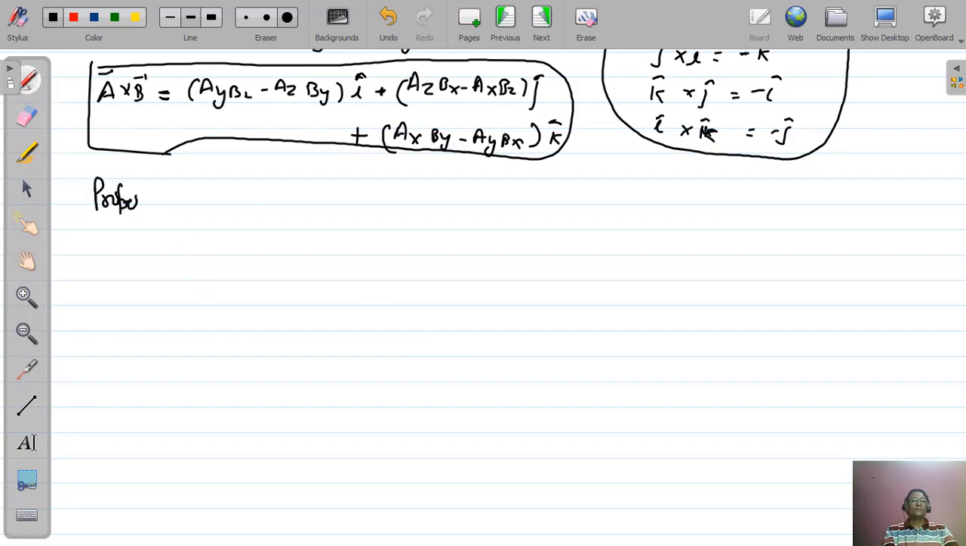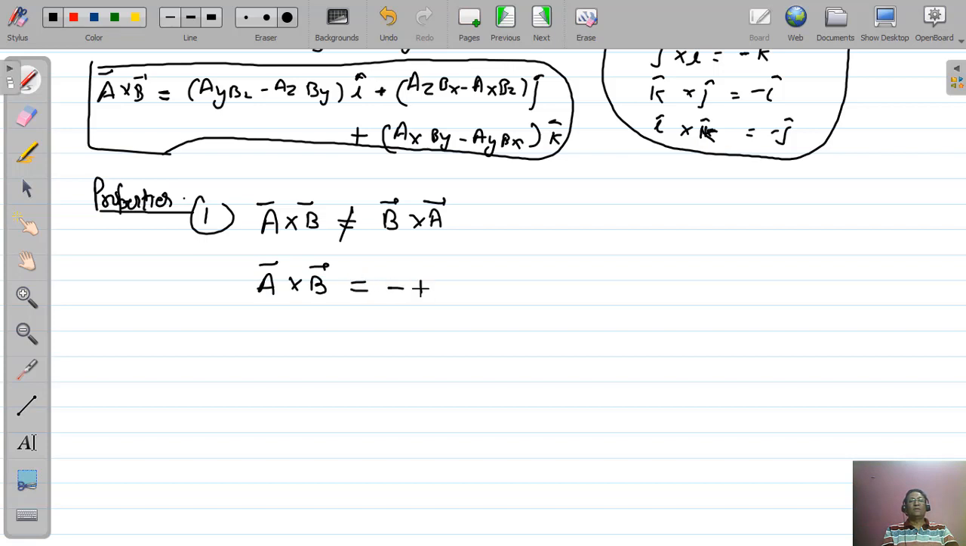Properties. A cross B is not equal to B cross A. That is, the commutative law does not hold for the cross product. Instead, we write A cross B equal to minus B cross A.